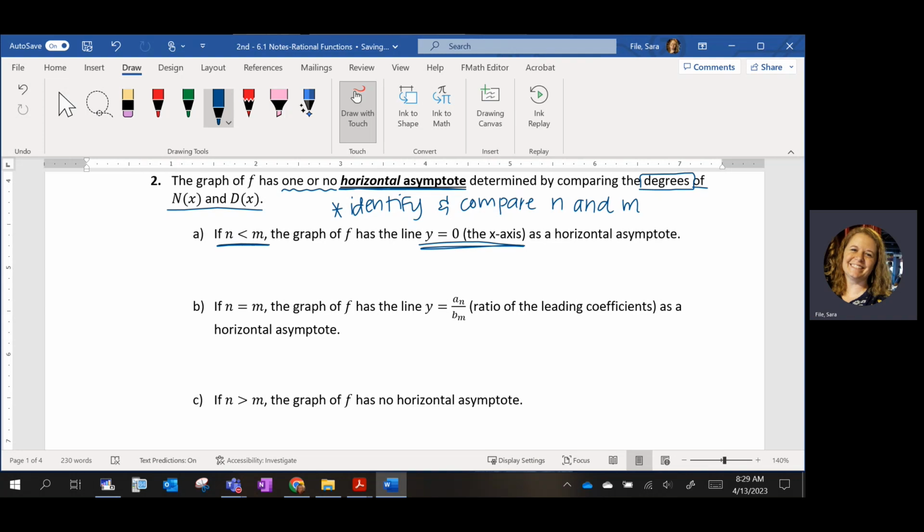When they are equal, you're going to compare the ratio of A to B. You're going to look at the leading coefficients. And that ratio, A over B, is going to be your horizontal asymptote. If N is greater than M, so the degree in the top is bigger than the degree in the bottom, there is no horizontal asymptote.